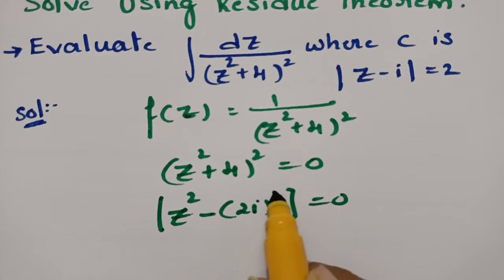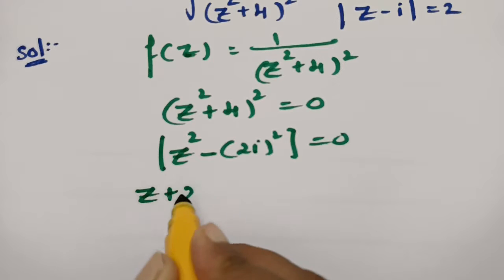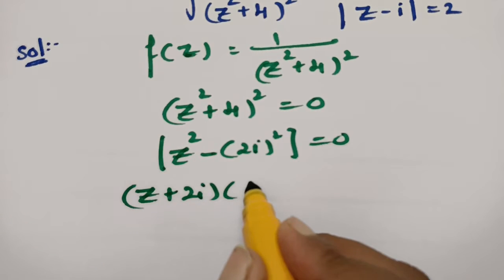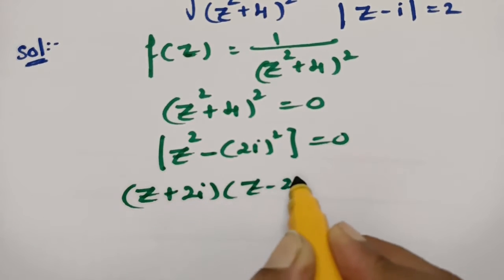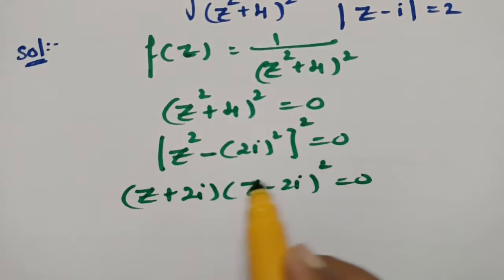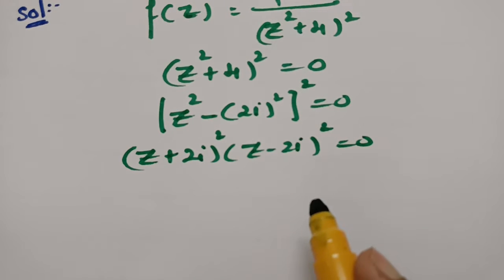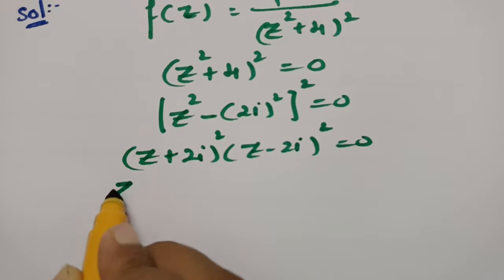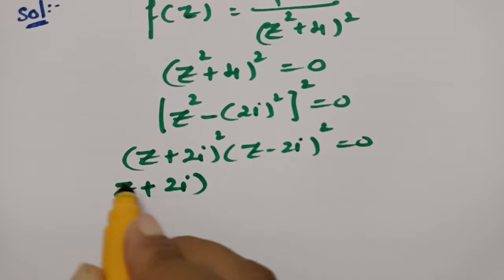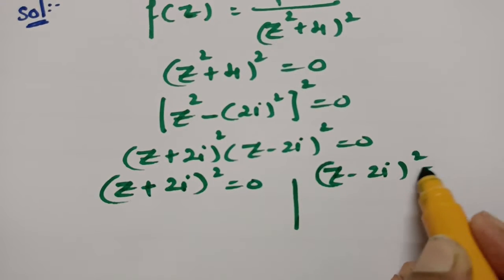So this is 2 square, which is 4, and i square is minus 1, so minus of minus is plus 4. As it is in the form a square minus b square, this can be written as (a plus b) into (a minus b). It is equal to 0, and there is a square outside. See here, for each and every term I am squaring. So f(z) can be written, after equating, as (z plus 2i) whole square equal to 0, and on this side (z minus 2i) whole square equal to 0.